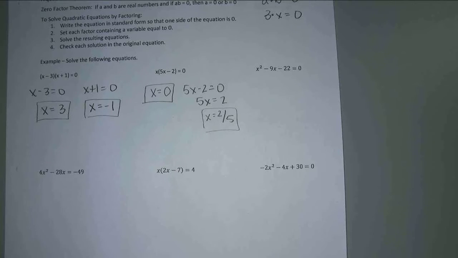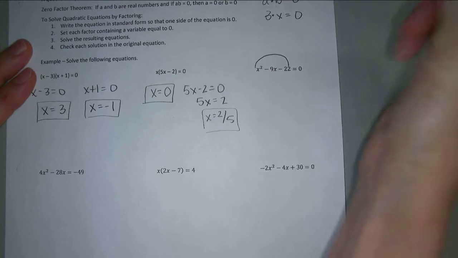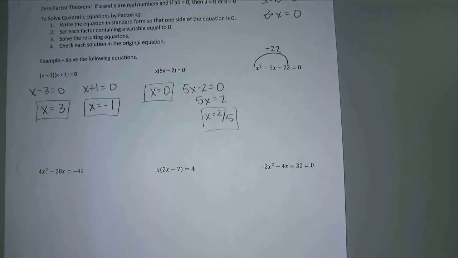So this is going to be the AC method. Our A is technically 1. Our C is negative 22. So our AC is negative 22. There's not a whole lot of room for you guys, so if you want a separate piece of paper to do scratch work, what we have to think of is factors, things that multiply to negative 22 but add up to negative 9.